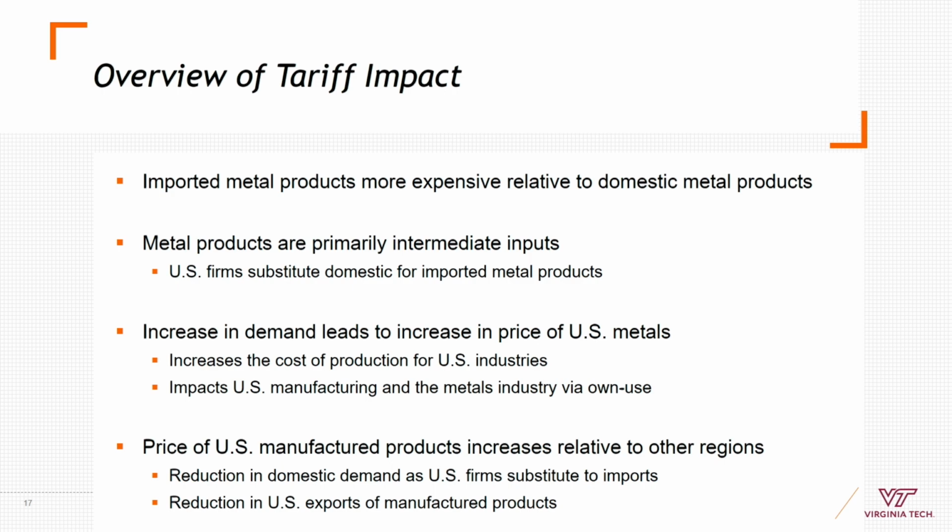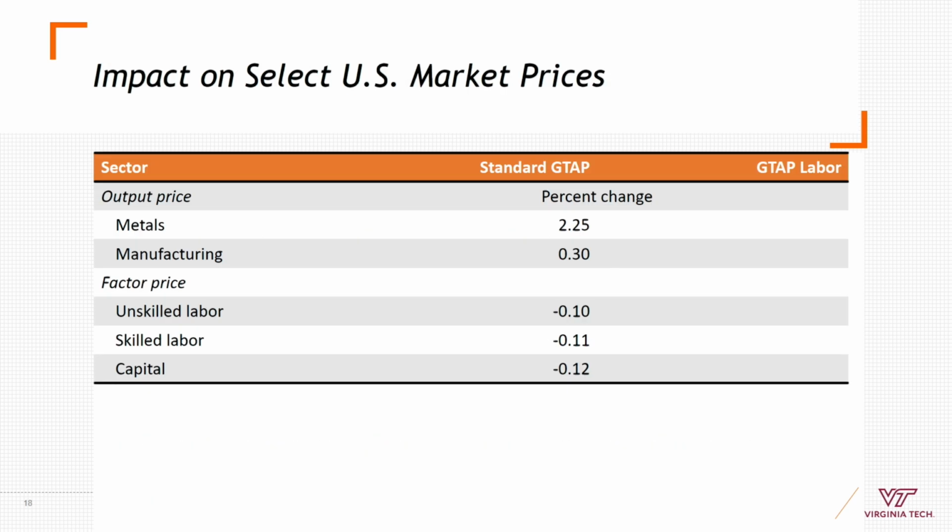All right, so this is just to go through what the standard GTAP model is going to give us. We're on time here, so I should get through. The price of metals goes up by 2.25%. The price of US manufacturing goes up by 0.3. Again, this is because metals are more expensive as an intermediate input. And it does have a little impact on the primary factors of input, land and natural resources. But what's happening here? We'll see in the next slide.